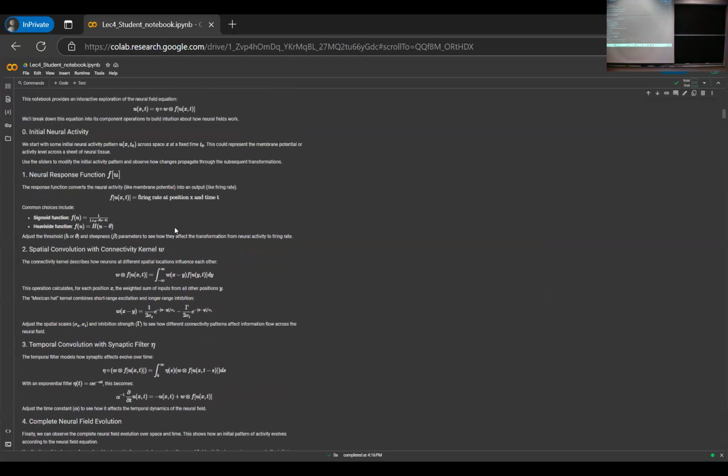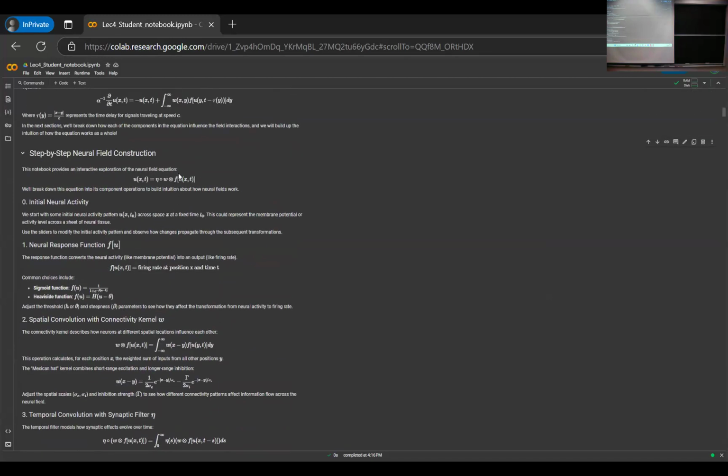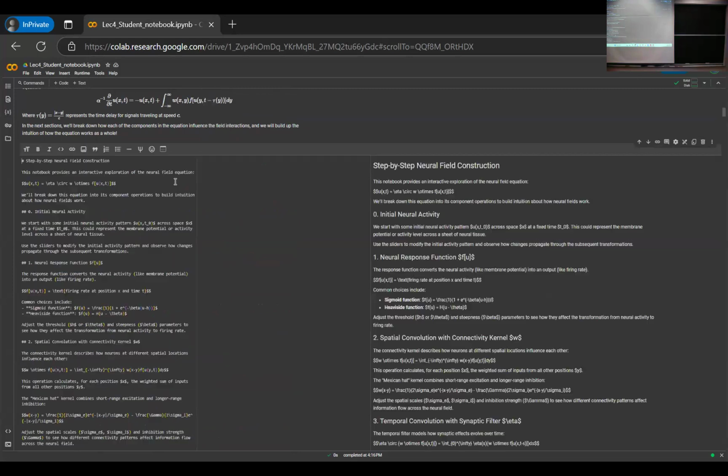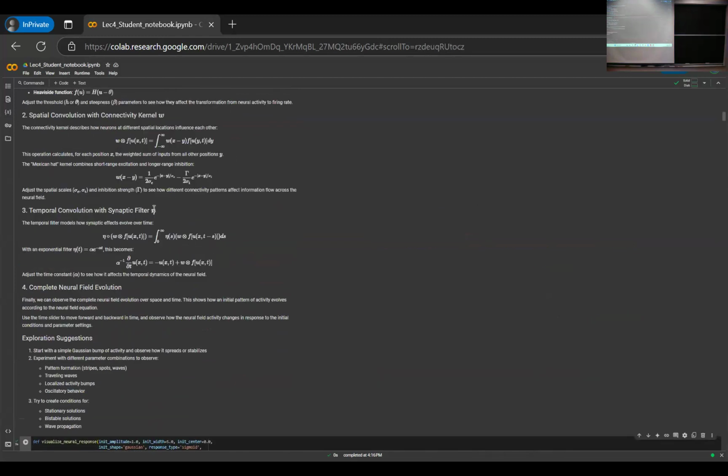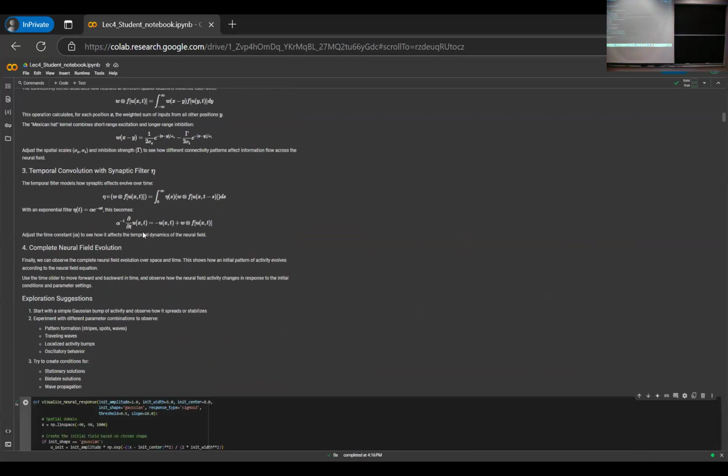So we'll start with this. We'll start with the activity, the initial state activity. This initial state activity gets passed through an activation function, a neural activation function, which you can think of as essentially translating into a firing rate.